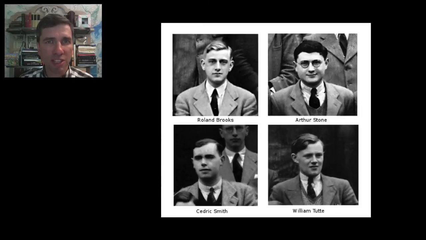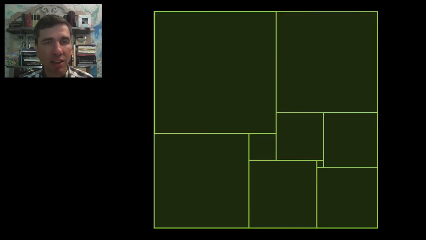One of the best ways to engage your students in algebra is to use a technique that was pioneered in Cambridge, England in the 1930s by these four gentlemen. They were trying to tile a square with smaller squares of all different sizes. This is not an example because here we have a rectangle that is tiled with squares of all different sizes, but we can still use their technique.